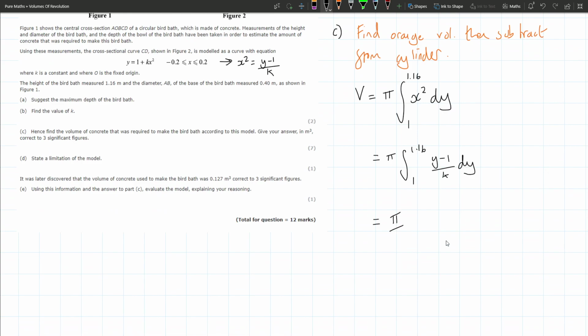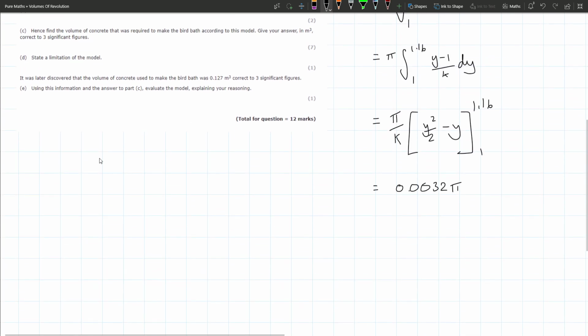So we've got pi over k times, let's just do it, because it's going to leave us with y minus 1, so it'll be y squared over 2 minus y between 1.16 and 1, like this. And then we can just work out what that is. So 0.0032 pi. I actually forgot to put a 4 here because we worked out k is 4 already.